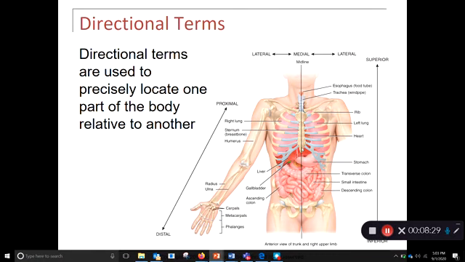Look at this part of the stomach. Is this part of the stomach more medial or lateral than this part of the stomach? This is the lateral portion of the stomach, and this is the medial portion of the stomach.